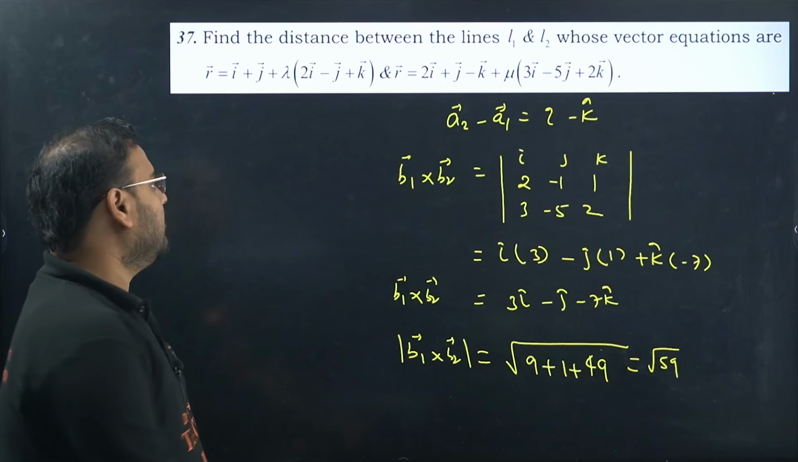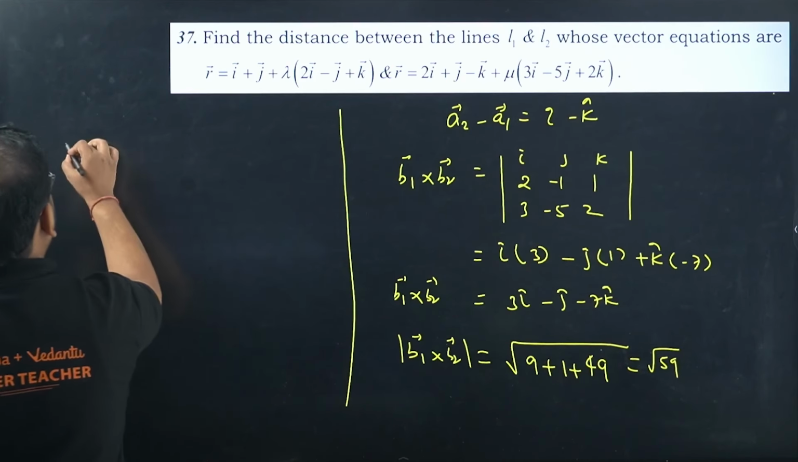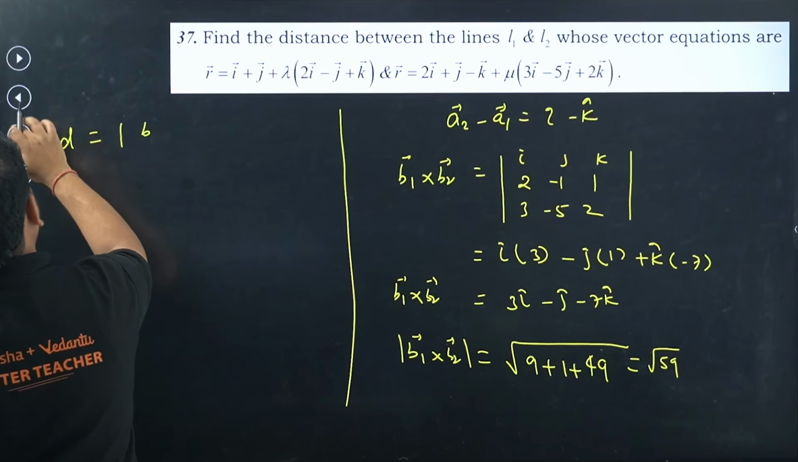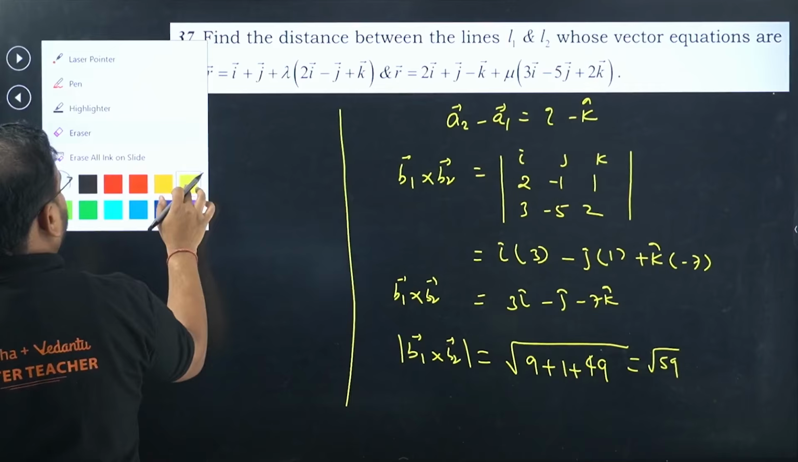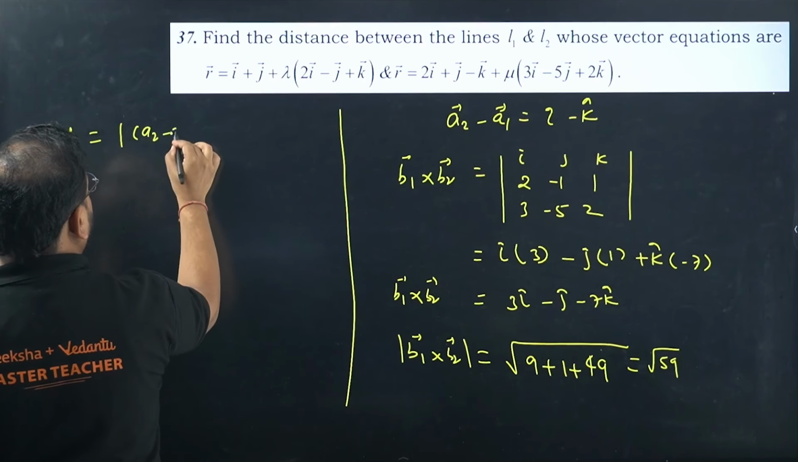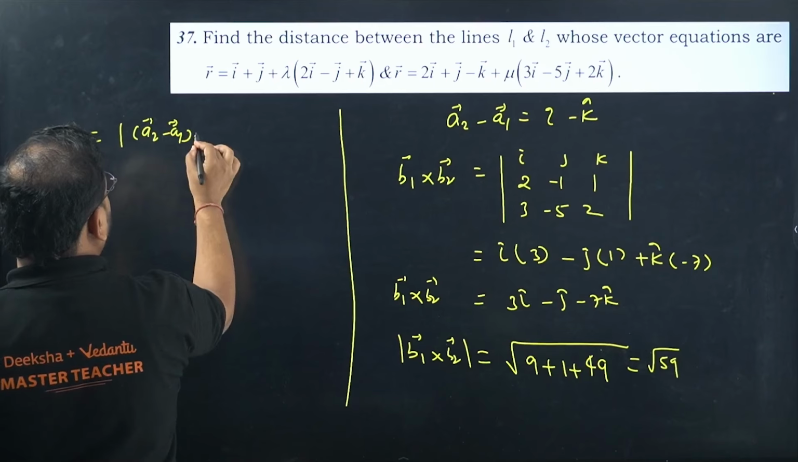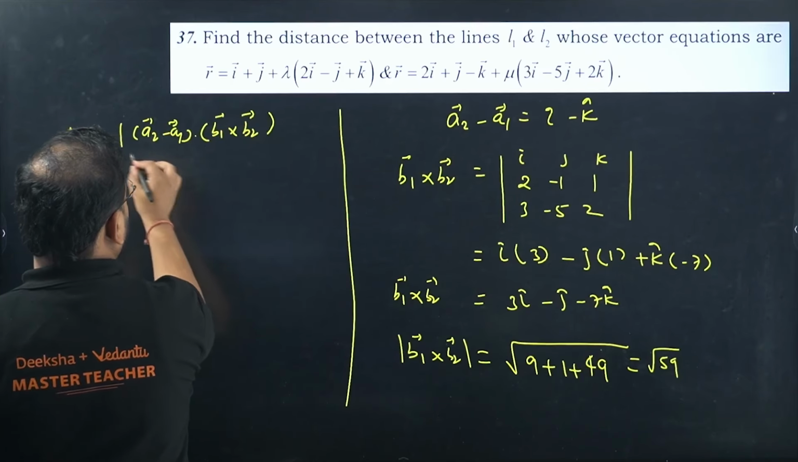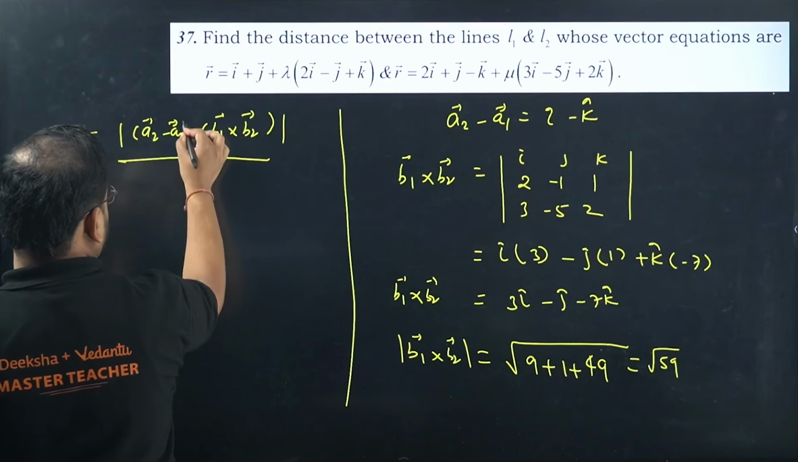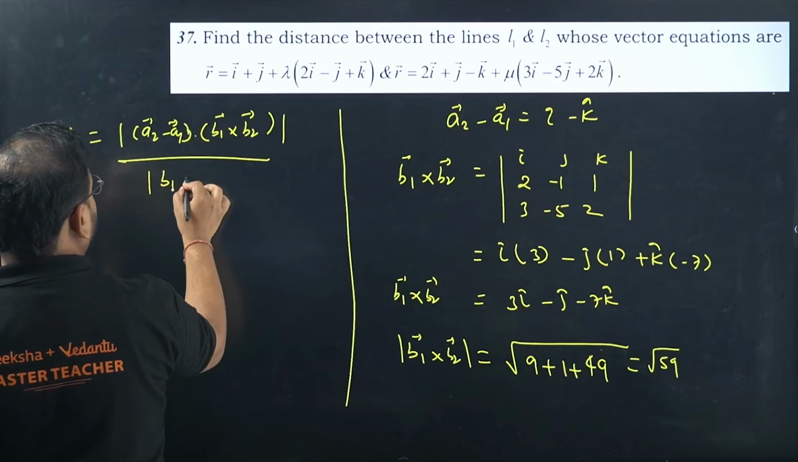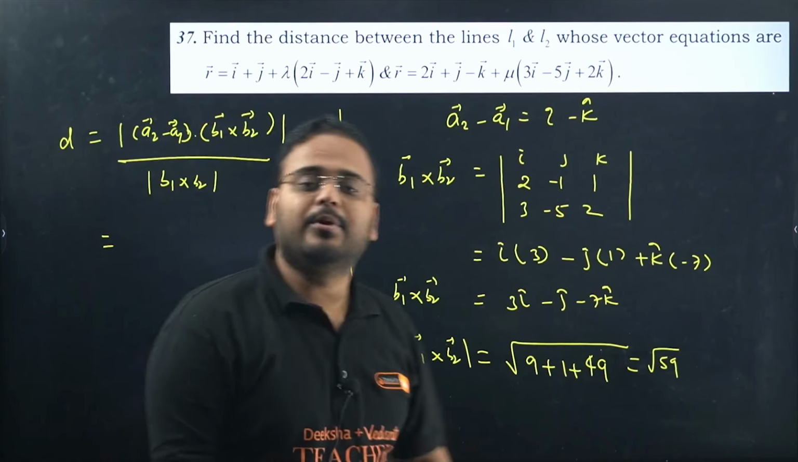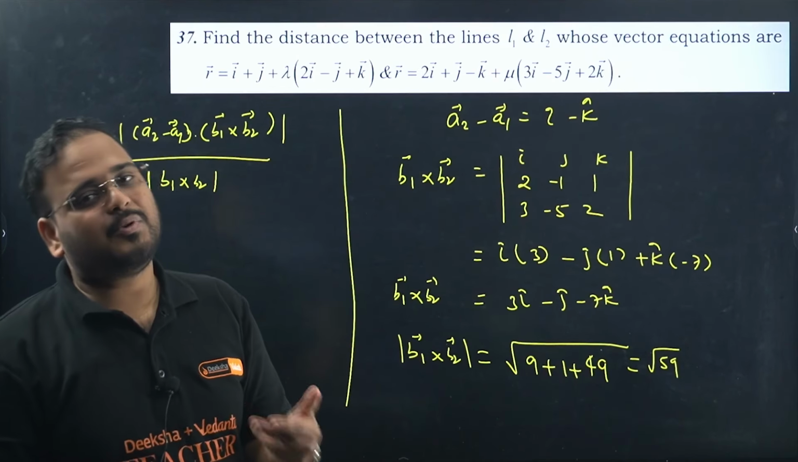Okay. Now the formula is what? I hope you remember. D is given as mod of a2 minus a1 dot with b1 cross b2 and divided by mod of b1 cross b2. Check this out. Why have I taken the modulus in the numerator? Because the distance has to be always positive.